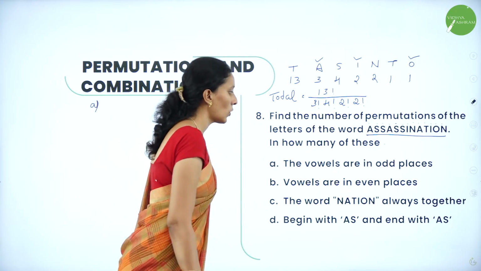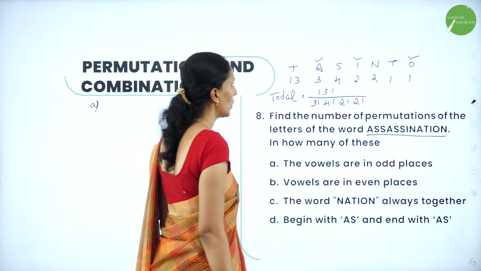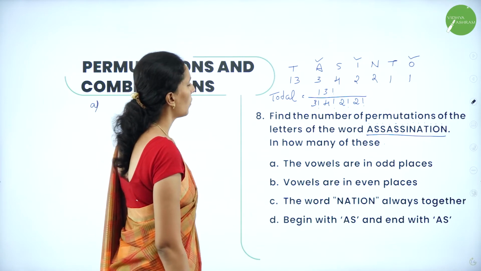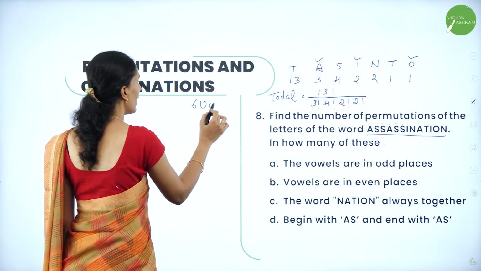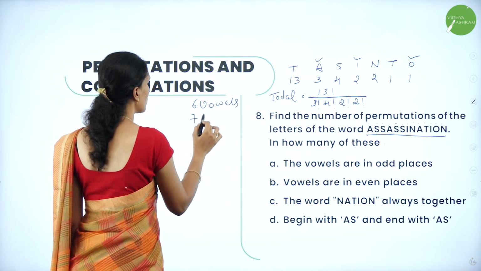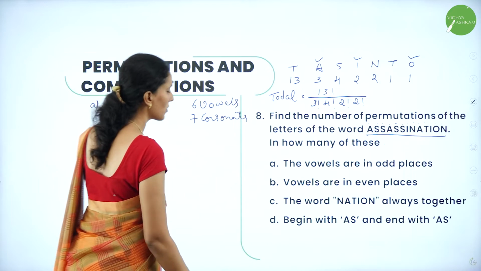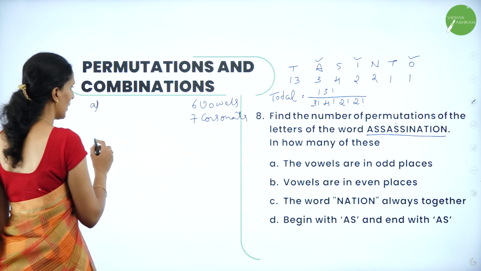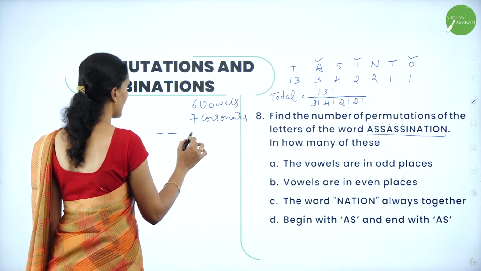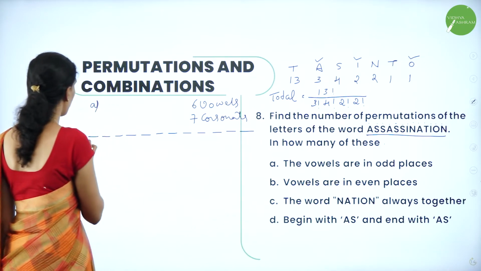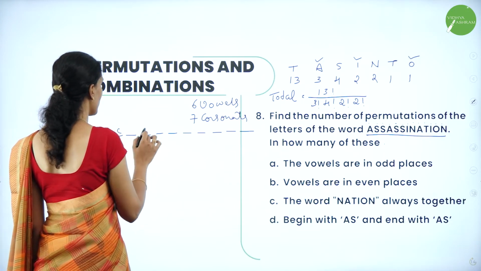Now let me take the first question. The vowels are in odd places. How many vowels do I have? We have A, I, O as vowels. So 3, 2, 1. So we have 6 vowels and 7 consonants. They have asked you to find the vowels in odd places. Odd places means we have 13 places, 1, 2, 3, up to 13. Vowels must be in odd places means all the consonants must be in even places. Correct?